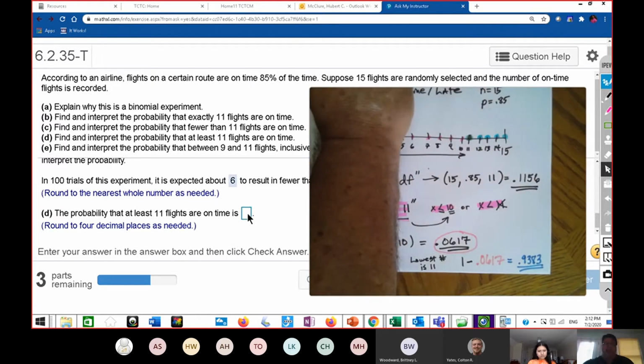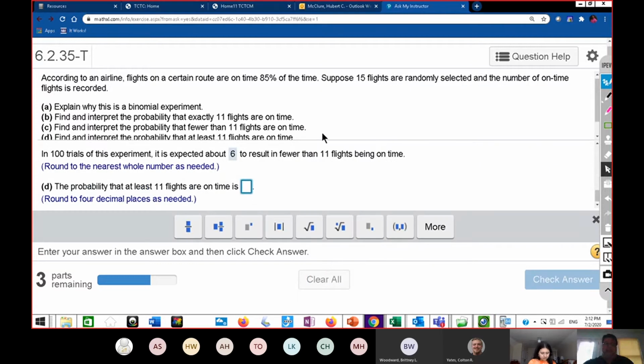This question, you have to read and you have to use your number line, or you'll just be sitting there staring at it.